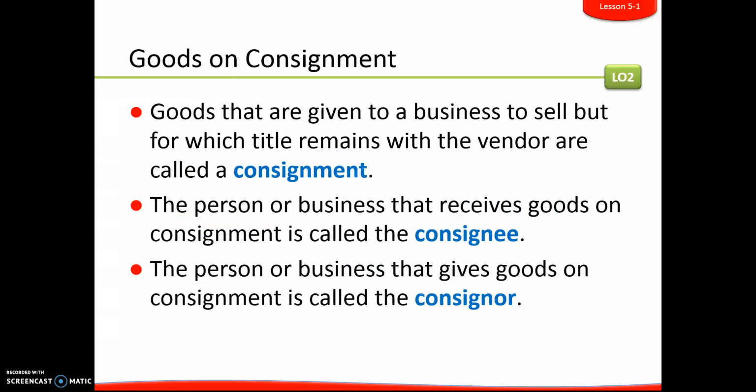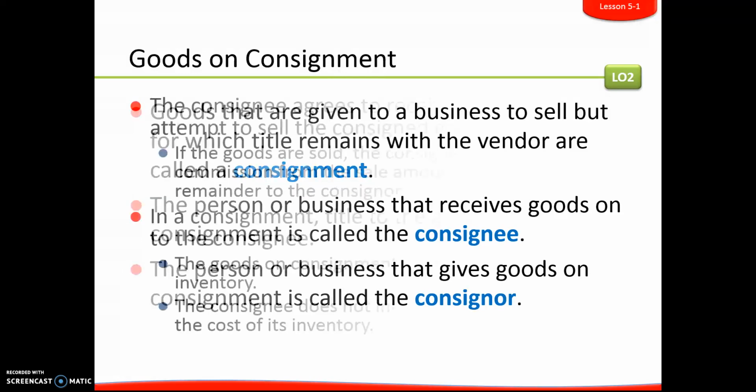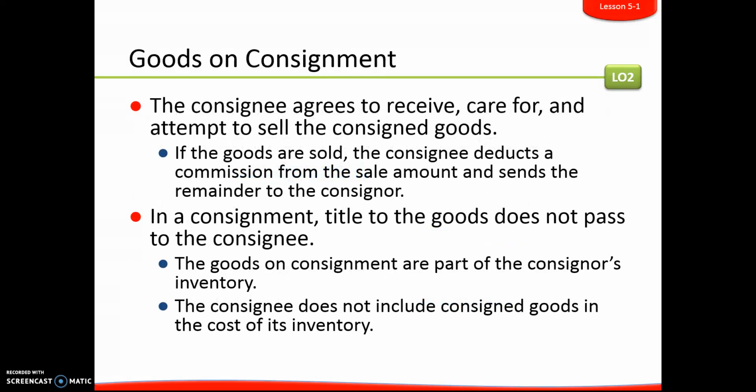Now, there is always an opportunity that goods can be given to a business to sell, but which the title remains with the vendor, and that's called when you buy on consignment. The person or the business that receives the goods on consignment is called the consignee. And the person or business that gives the goods on consignment is called the consigner. So this isn't as common, but they do want you to be aware of it.